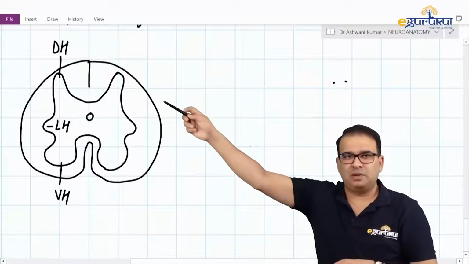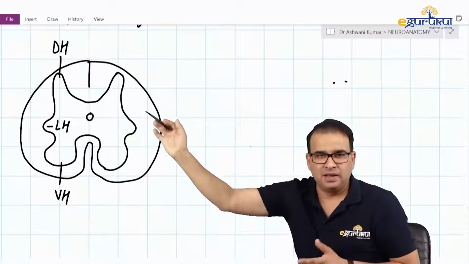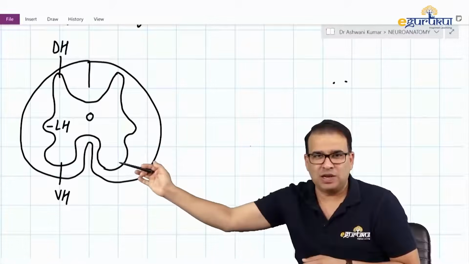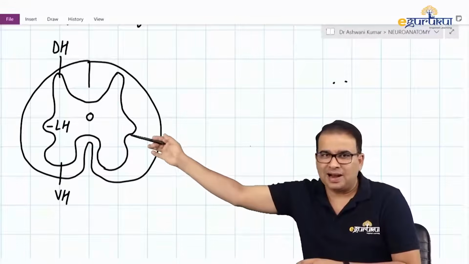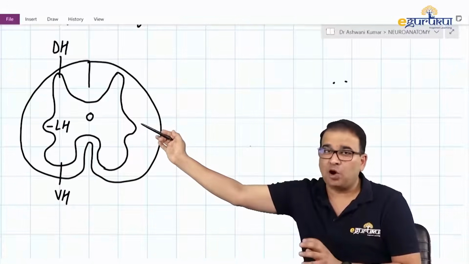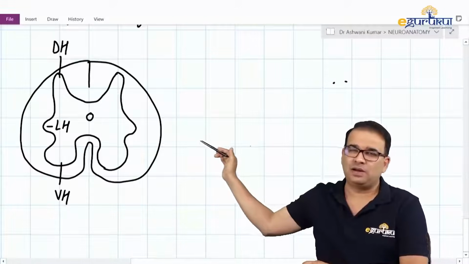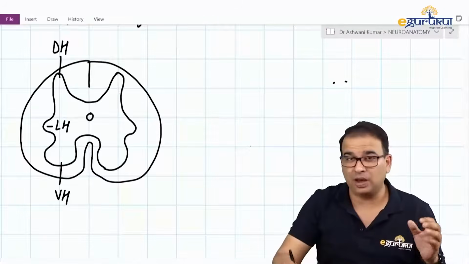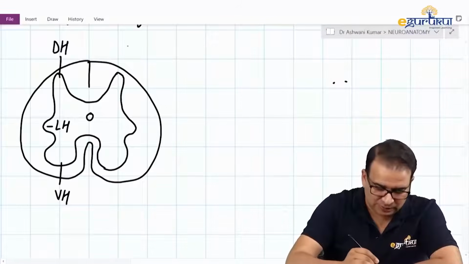Well, we all know that dorsal horn is sensory. So the nuclei present in the dorsal horn region must all be sensory nuclei. Ventral horn is motor, so whatever nuclei are present here will give rise to the motor nerves which will go out. And lateral horn, wherever it is present, is autonomic. So either a sympathetic nerve or a parasympathetic nerve will come out from there, depending upon where we are looking. So starting with the dorsal horn, keep in mind that it is sensory.